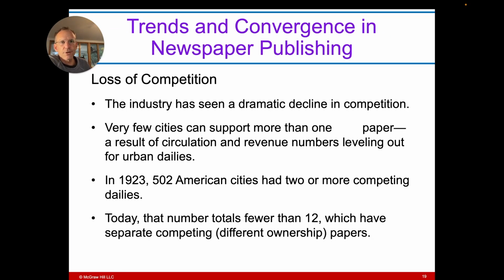Now, trends and convergence in newspaper publishing. The industry has seen a dramatic decline in competition through the years. A lot of that has been because most cities are only able to support one newspaper, and a lot of the smaller papers in surrounding areas have got gobbled up and have gone away. St. Charles used to have its own newspaper that was out here for a long time, and it got gobbled up by the St. Louis Post-Dispatch a few years back. In 1923, to contrast that, 502 American cities had 2 or more competing dailies.